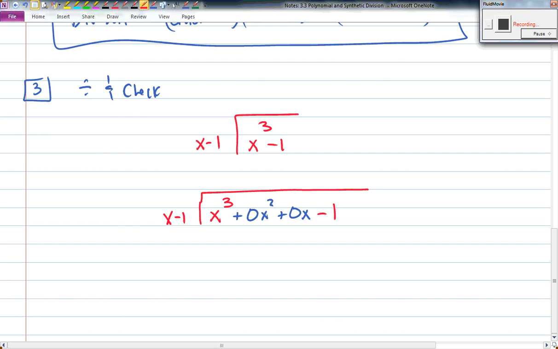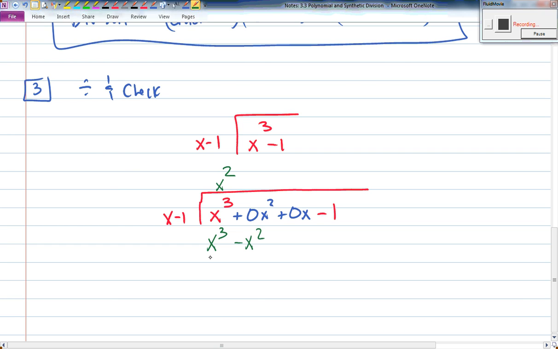Some people were stuck. They didn't understand the setup here. So check it out. I've written in placeholders for you because we need those when we start our division. You have to make sure your dividend has all the correct placeholders. I'll help you out. How many times does x go into x to the third? X squared. X squared times x is x cubed, and x squared times negative 1 is minus x squared.